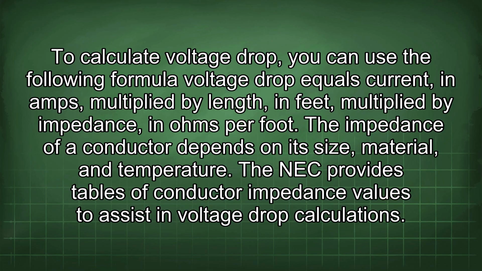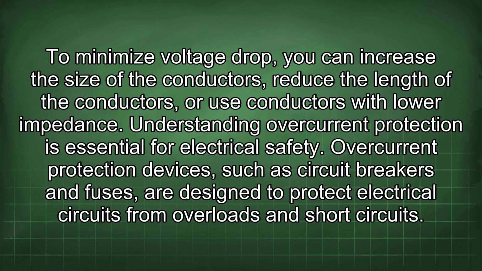To calculate voltage drop, you can use the following formula: voltage drop equals current in amps multiplied by length in feet multiplied by impedance in ohms per foot. The impedance of a conductor depends on its size, material, and temperature. The NEC provides tables of conductor impedance values to assist in voltage drop calculations. To minimize voltage drop, you can increase the size of the conductors, reduce the length of the conductors, or use conductors with lower impedance.